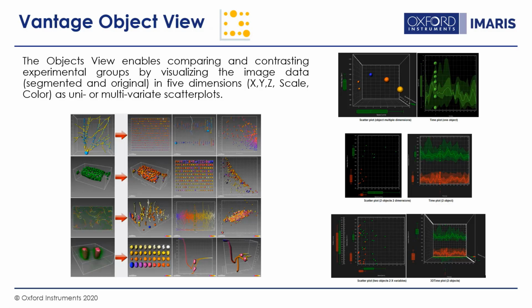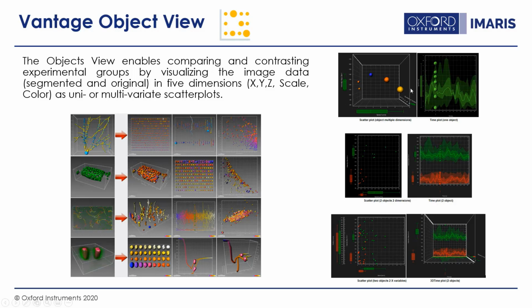The Vantage object view enables comparing and contrasting experimental groups by visualizing the image data, so segmented or the original one, in 5 dimensions: X, Y, Z, scale, color, as uni or multivariate scatter plots. So what does that mean? Well, you have your segmented object here, and Vantage will take those segmented objects out to create analytical plots.